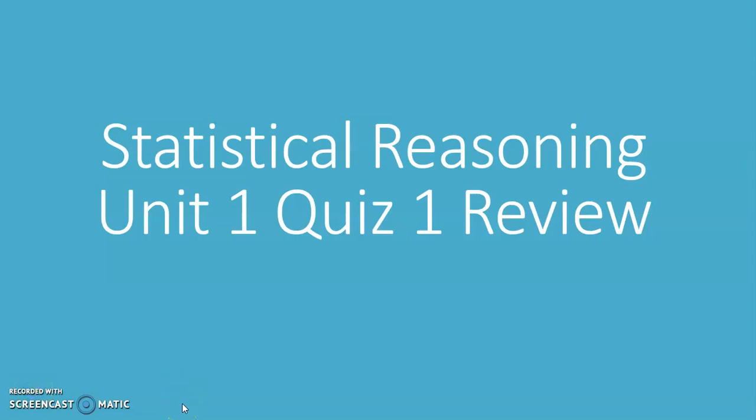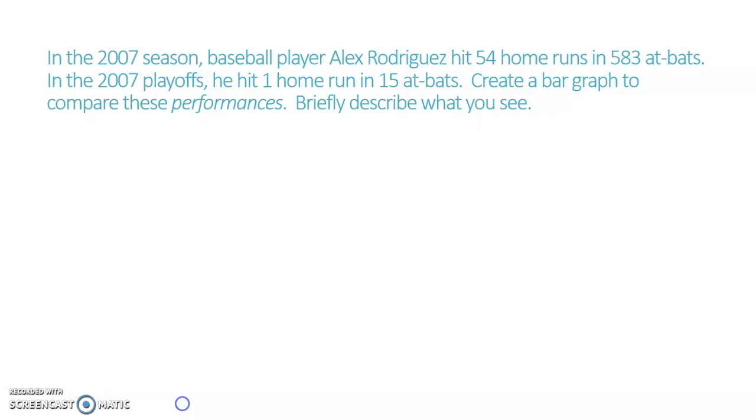Today we will review for the first quiz in Unit 1. In the 2007 season, baseball player Alex Rodriguez hit 54 home runs in 583 at-bats. In the 2007 playoffs, he hit 1 home run in 15 at-bats. Create a bar graph to compare these performances and describe what you see.